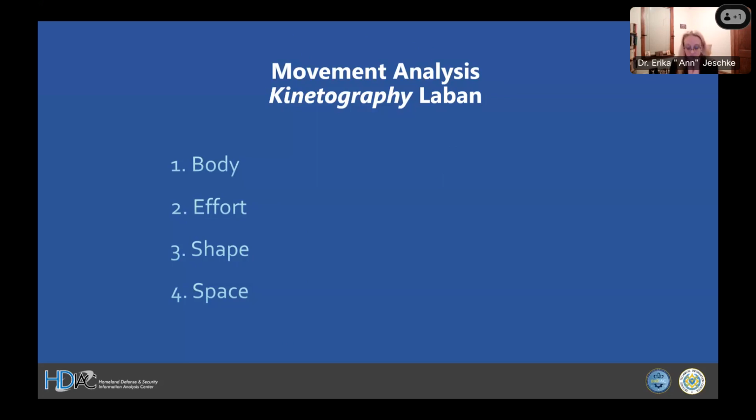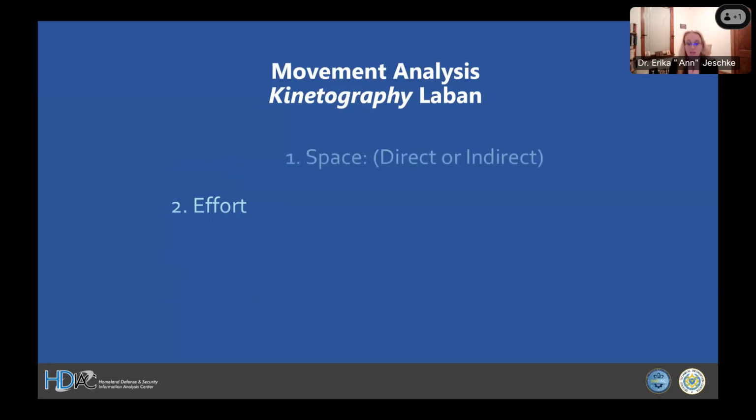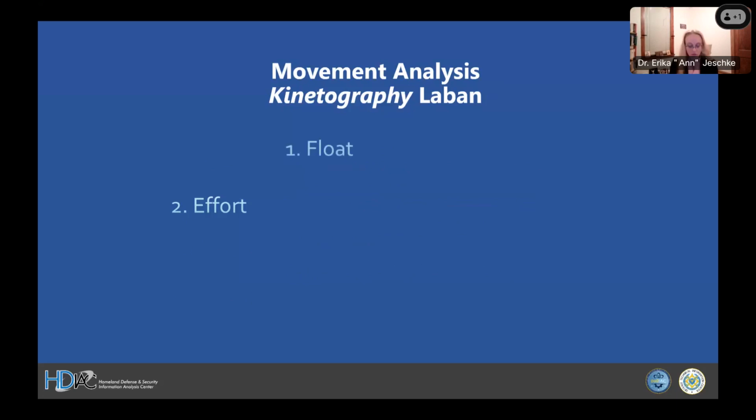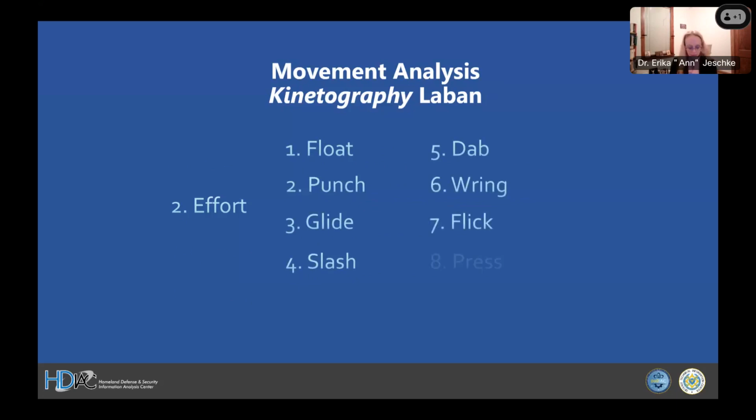It is composed of the following general types of effort: space, which implies movement, direct or indirect; weight, which evaluates movement as heavy or light; time, which is fast or slow movement; and flow, which is free or bound movement. Effort types then break down into 8 further qualities of movement: float, punch, glide, slash, dab, wring, flick, and press.